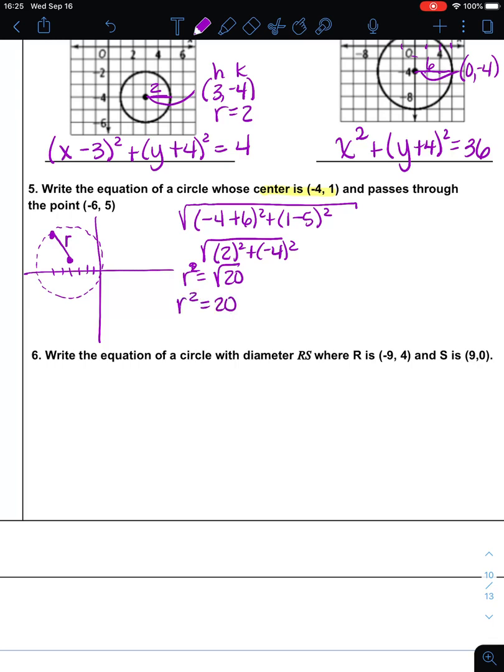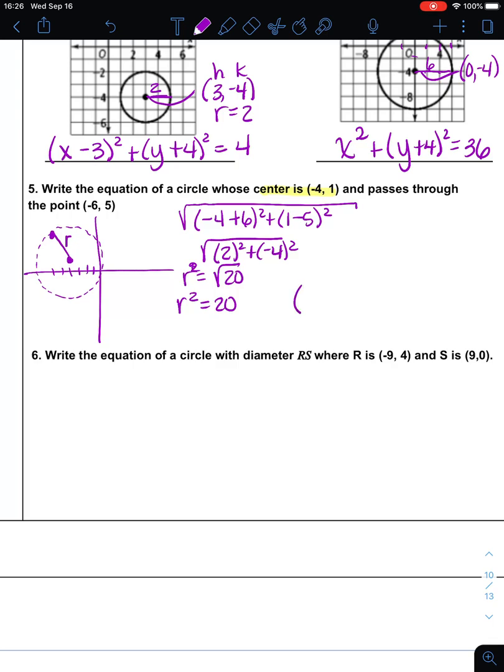But I need r squared to write the equation. So you do r squared is 20, square both sides. There are other ways to do this. Remember, we've talked about different ways to simplify and use the distance formula. So if you have another way to do it, then that's great.